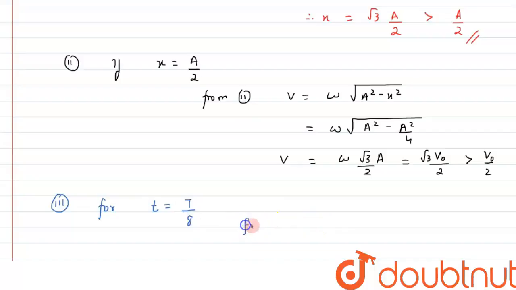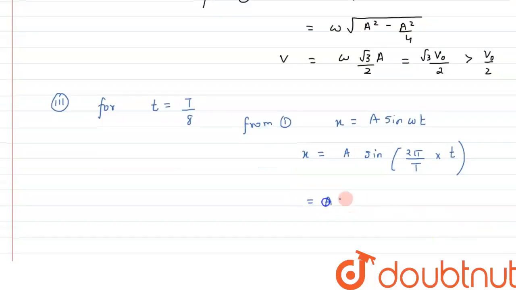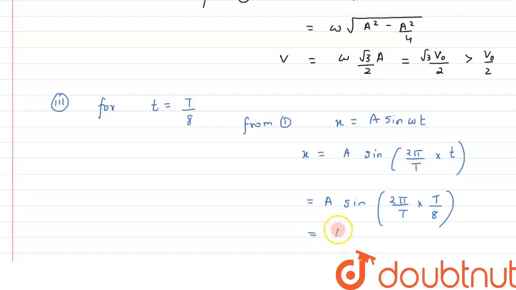So from equation 1, x is equal to a sine omega t. From here x will be equal to a sine of omega, which can be written as 2 pi by T, into t, and t is T by 8. That gives us the answer as, this T will get cancelled out, a sine pi by 4, and sine pi by 4 is 1 by root 2.